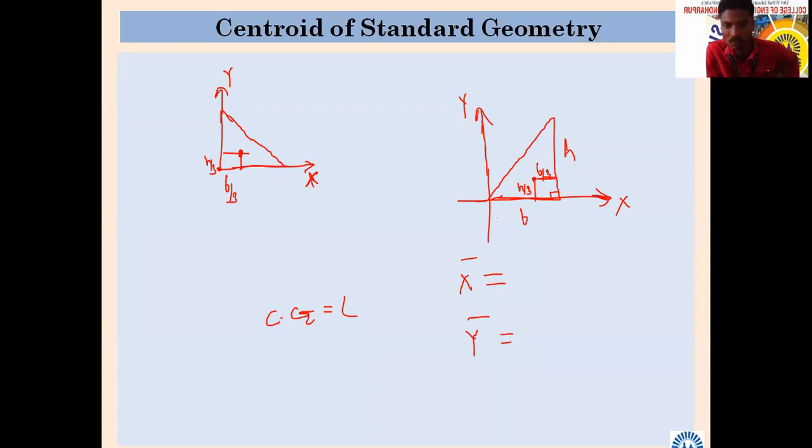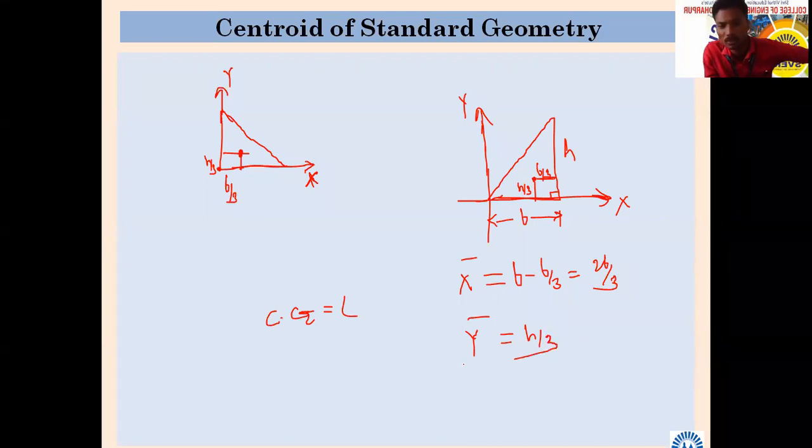What is the total? The total is b. From that, what do we have to subtract? b by 3. So it becomes 3b minus b, I think 2b by 3. 2b by 3. And what about this height, the vertical distance? h by 3. So there is no question of h minus h by 3.